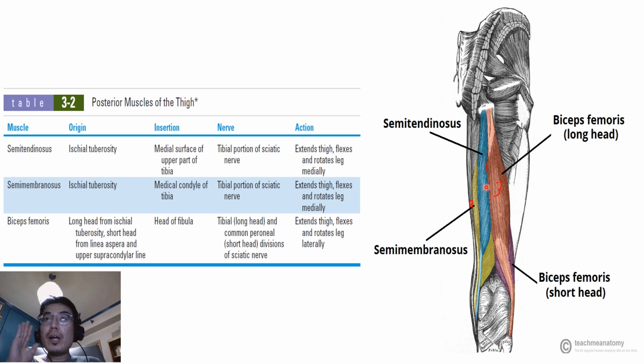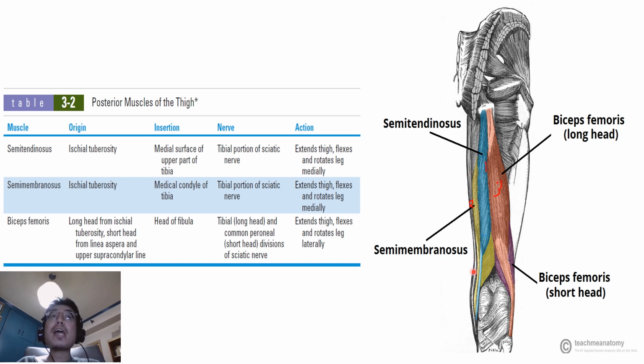We take note that all muscles in the posterior thigh act to extend the thigh, and they also flex the leg. But some of them, like the semitendinosus and the semimembranosus, rotate the leg medially, whereas the exception, the biceps femoris, rotates the leg laterally. But all posterior muscles of the thigh extend the thigh and also flex the leg.